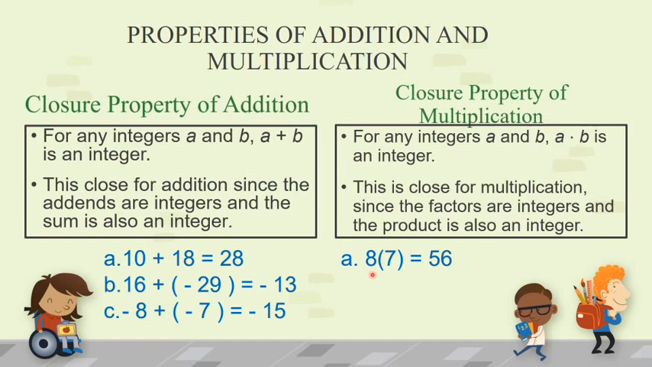We have 8 times 7 is equal to 56. Second, we have negative 9 times 6 is equal to negative 54. And third, we have negative 3 times negative 5, which is equal to 15. So all of the factors are integers and all of the products are also integers. So it means that these examples show the closure property of multiplication.